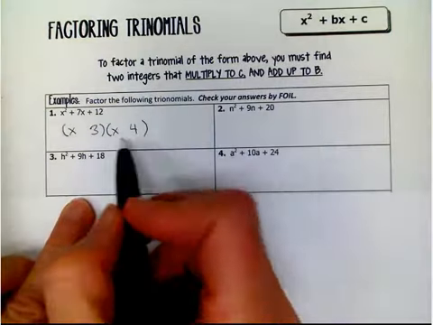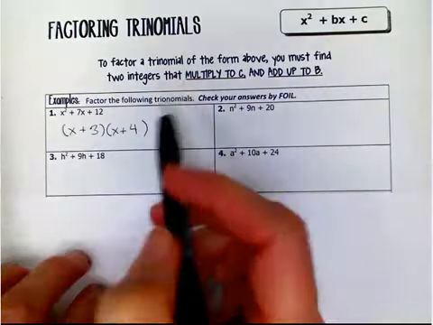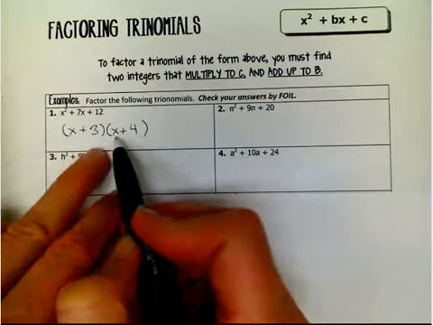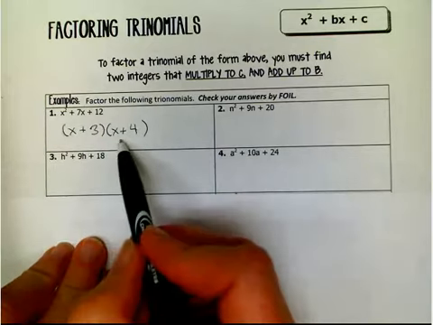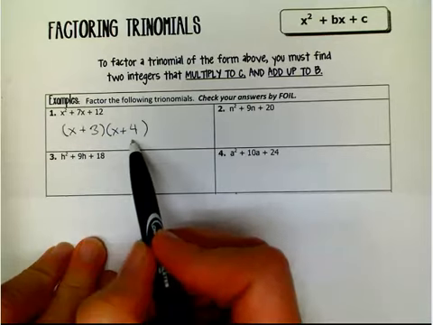Now, if I make both of these positive, that means when I do FOIL, a 4x and a 3x, I'm going to get 7x. So my answer to this problem, factoring this trinomial, is x plus 3 times x plus 4.